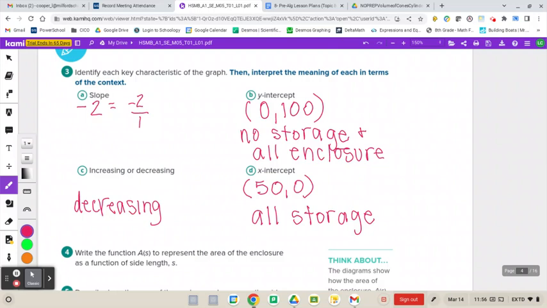When one goes down 2, so if it's rise over run, what's going down 2? The enclosure. Once the enclosure loses how many feet? 2. The side length of the storage unit increases by 1. Does that make sense? So that's what the slope means there. Once the enclosure loses 2 feet, the storage length gains 1. Everybody okay with that? Okay.